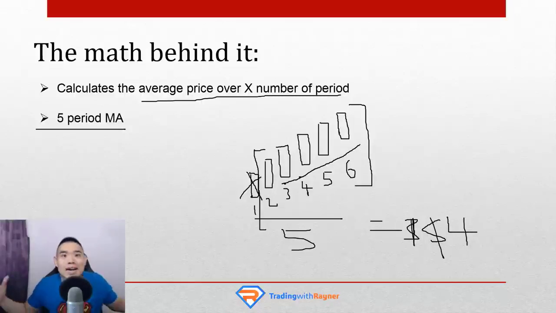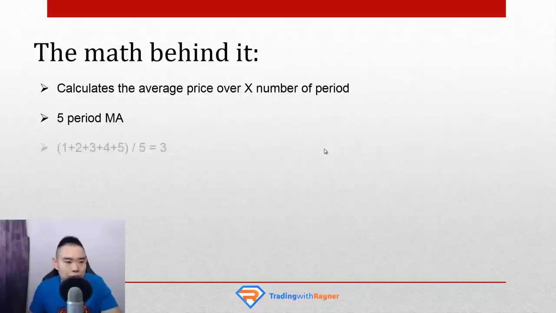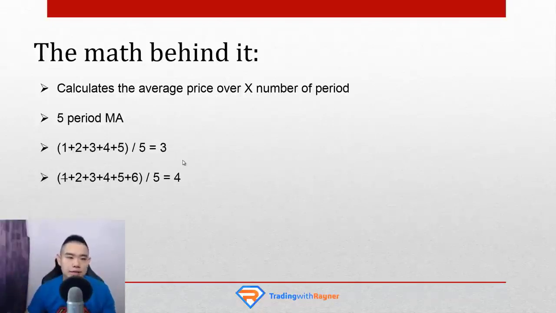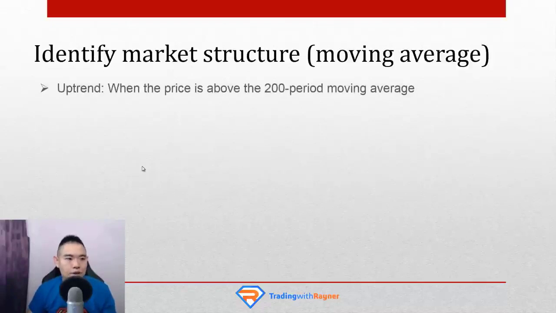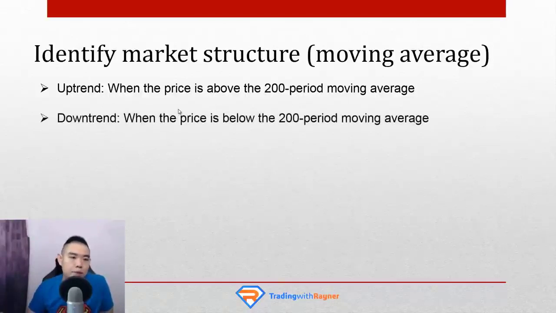Okay, so hopefully you got some aha moment here. This is just the simple calculation which I shared with you earlier. Now, the key thing is this: how do you actually use a moving average to define the market structure? So let's find out. For an uptrend, when the price is above the 200-period moving average, you can say that the market is in an uptrend. A downtrend is when the price is below the 200-period moving average.